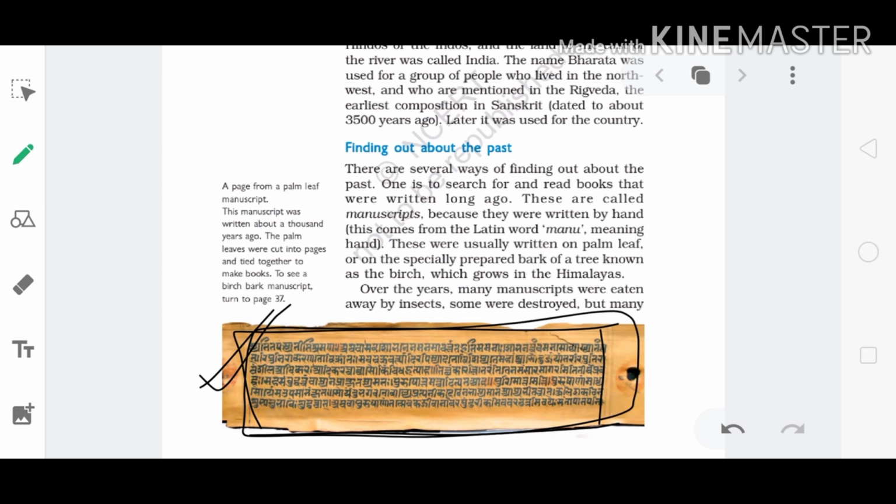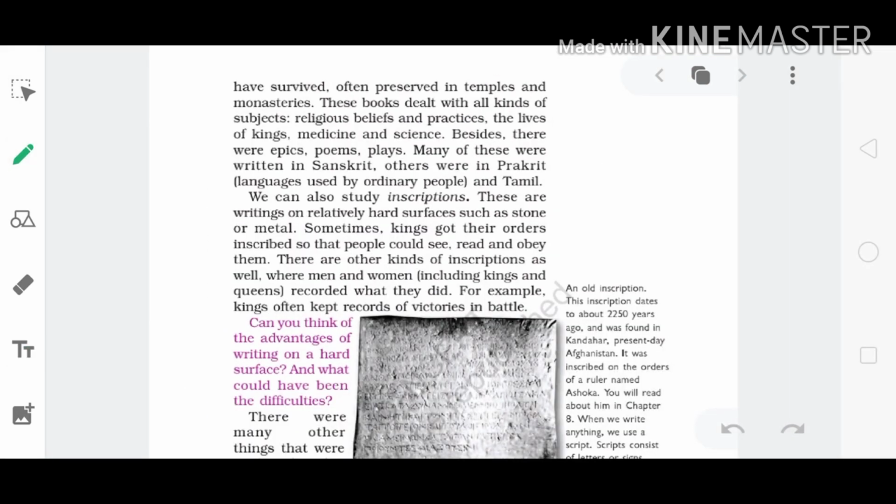Even though the manuscripts were damaged or destroyed by insects, some of them have still survived and are often preserved in temples. So manuscripts are mostly found in temples and monasteries. Temples you already know, and monasteries are the places where basically the monks live. These monasteries came from the idea of Buddhism. Monks are the people who travel from one place to another to impart knowledge, values and moral ethics to the people. So this is the spelling of monks, M-O-N-K-S, right?